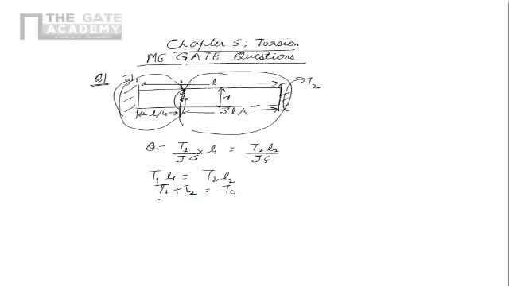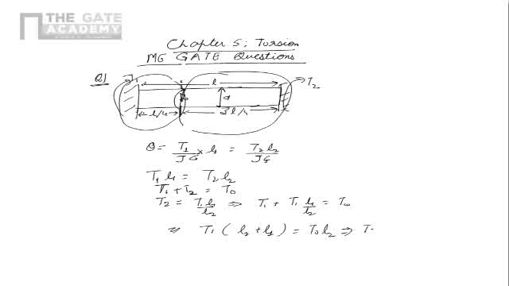So using these two equations, we can solve for the value of T1 and T2 respectively. Let's say we solve for T1. So T2 is T1 L1 upon L2. Substitute that in this equation. So we get T1 plus T1 L1 upon L2 equal to T0. So that means T1 into L2 plus L1 is equal to T0 L2. That makes T1 equal to T0 L2 upon L, that is the total length.